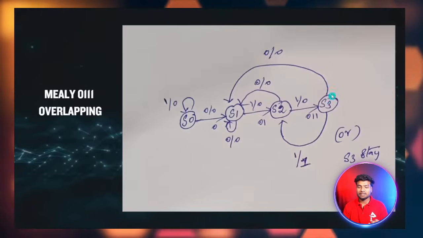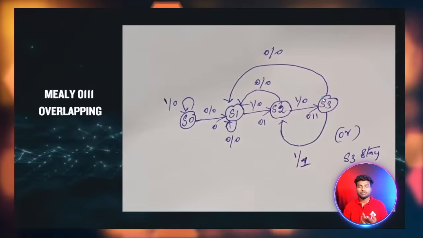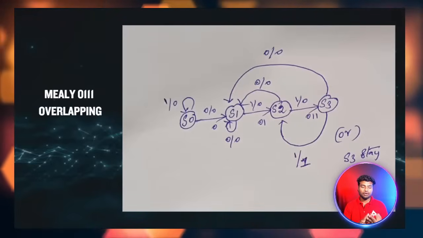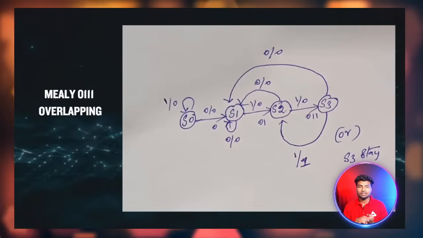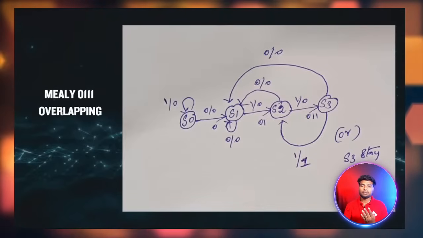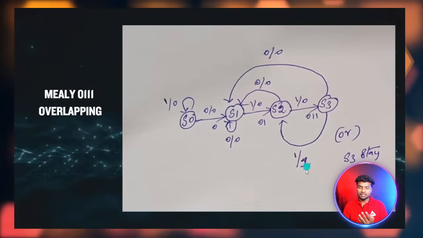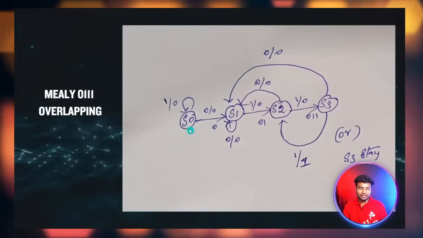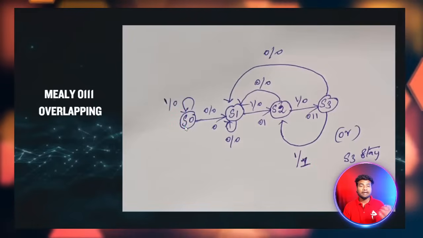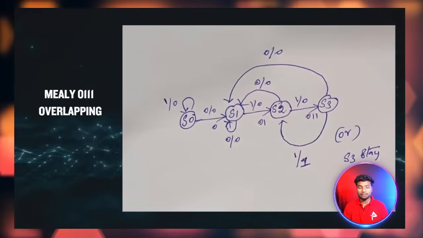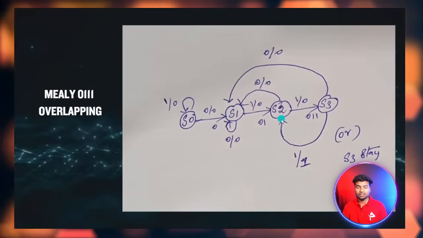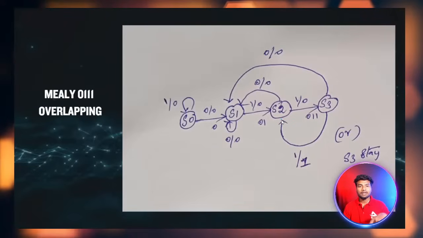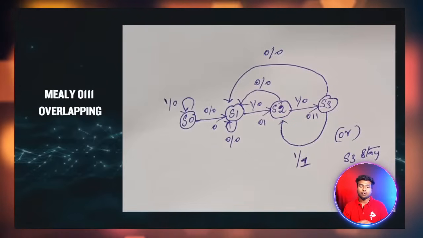In the S3 state, if the input is 1, it means 0 1 1 1. I got my sequence, so I can blink the LED and give the output. You can see here the output is 1. If I go to the S0 state, the initial state, it is non-overlapping, but here I am going into the S2 state, so I am reusing the state, so it's called overlapping.